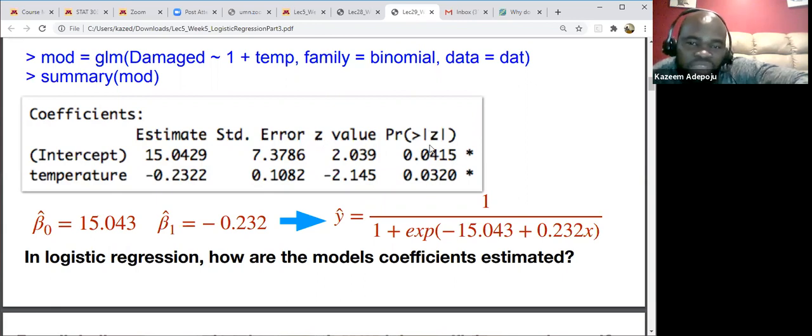Then if you look at the p-value, it's actually going to be the p-value associated with a z-value. And in the case of linear regression, it has to be a probability value associated with a t-value. So please take note of that. They are not the same. So, of course, this is my beta naught, this is my beta 1 based on what I have here. And this is how I can actually write the model in terms of probability value.